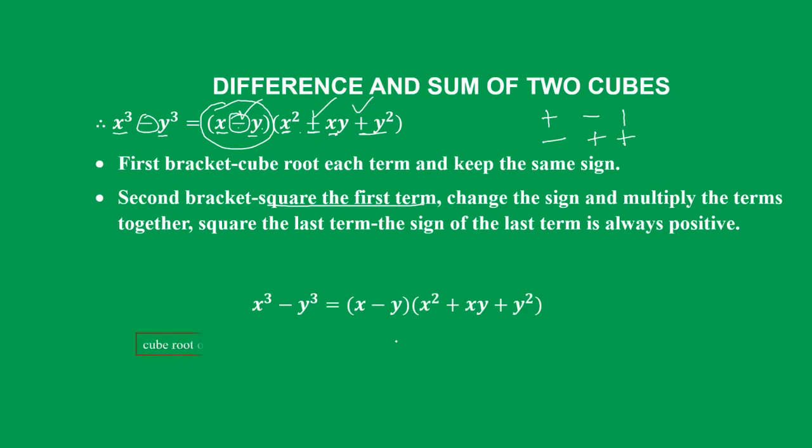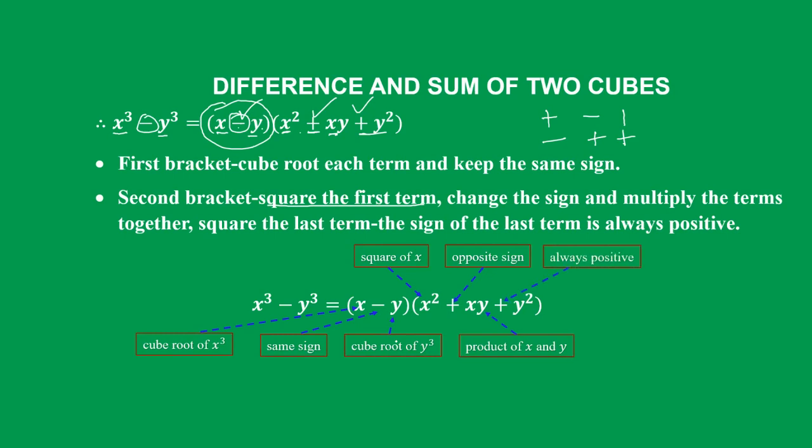What did we say? We say that you cube root x cubed, you get x, same sign, cube root y cubed. Now we have our first bracket. And then the second bracket will come from the first bracket: square of x, change sign, product of x and y, and then always positive, and then square of y. Now this is the difference of two cubes. This is difference of two cubes.